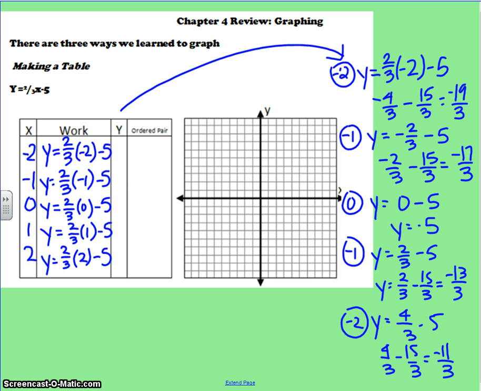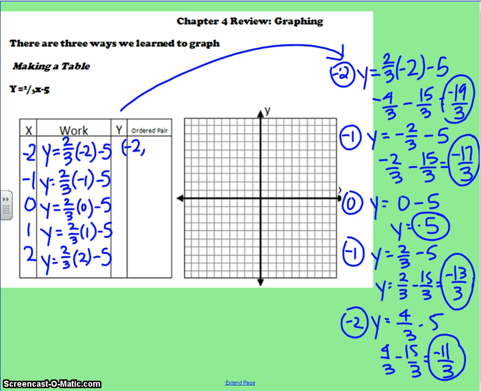Okay, now that we have found all of the y values, we're going to go ahead and write our answers as ordered pairs in our table. So our first ordered pair is going to be -2, and we're converting -19/3 into -6 1/3 because that's going to make it a little bit easier for us to graph.